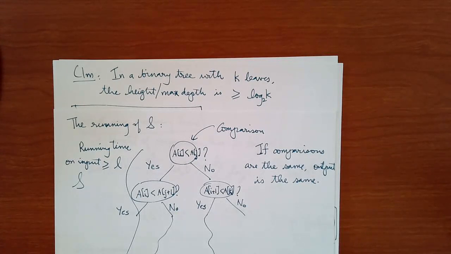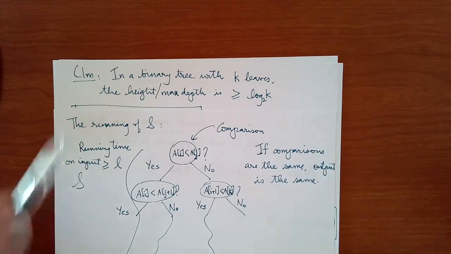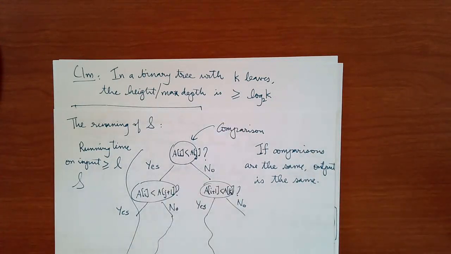Essentially, I just sort of verbally gave you the proof. If the height was less than log k, then there can be at most 2 to the power of the height leaves. So if you have k leaves, at least one of them has to be at distance log k from the root. That makes sense. Okay, so it doesn't have to be a complete binary tree.